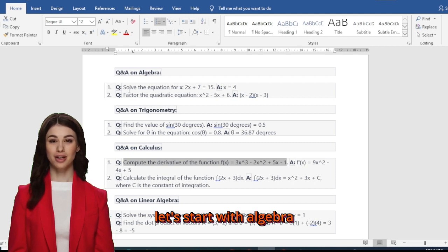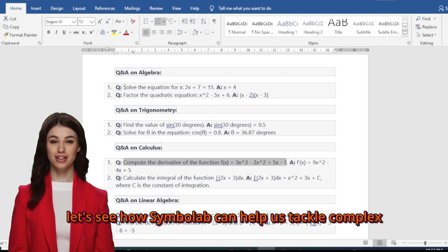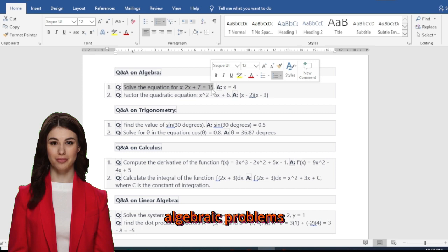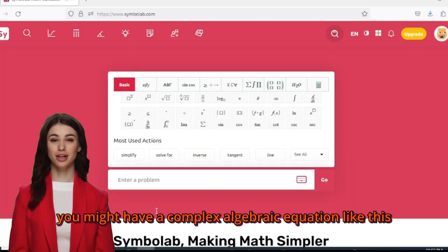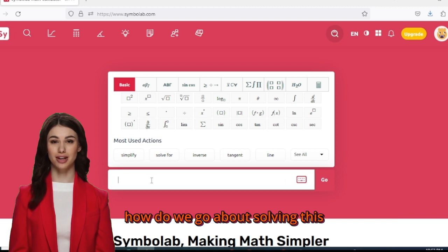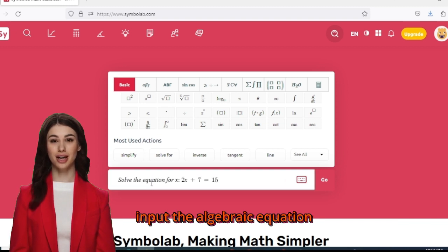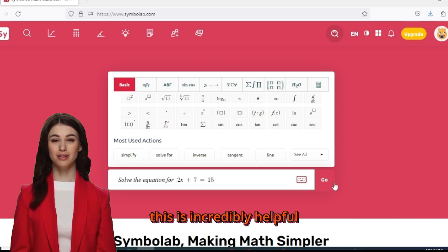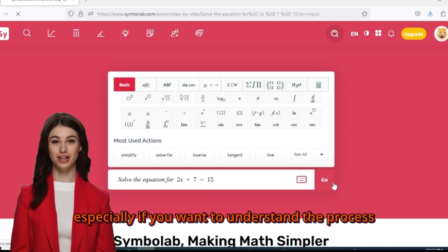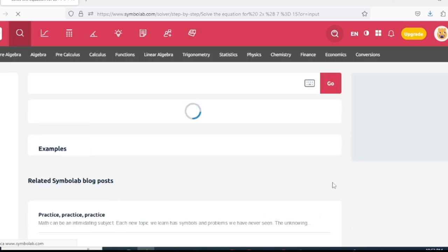Let's start with algebra. Let's see how Symbolab can help us tackle complex algebraic problems. For instance, you might have a complex algebraic equation like this. How do we go about solving this? Input the algebraic equation. Symbolab will provide you with a step-by-step solution. This is incredibly helpful, especially if you want to understand the process.